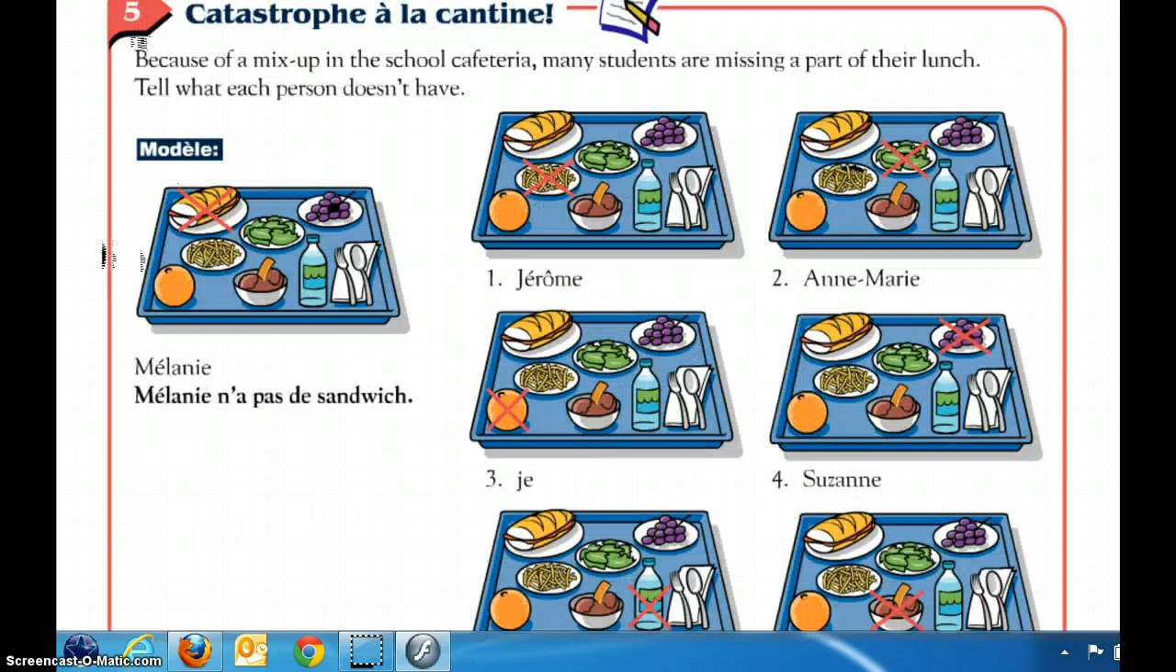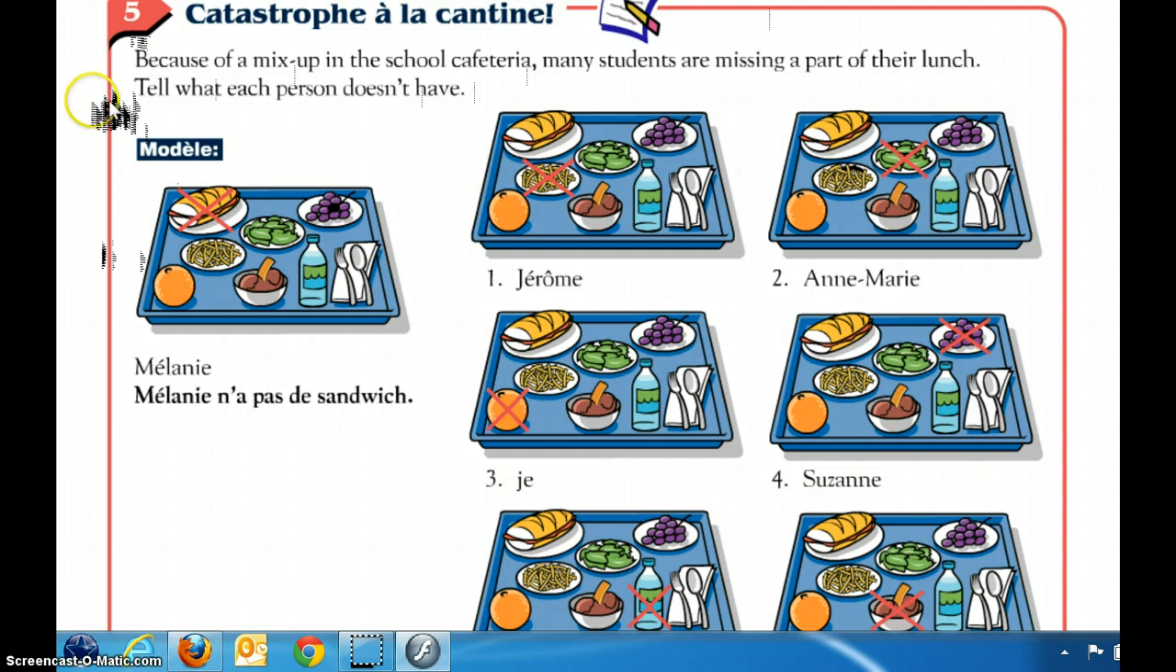On the following page, page 194, we have exercise 5, catastrophe à la cantine. Because of a mix-up in the school cafeteria, many students are missing part of their lunch. Tell what each person doesn't have. So, for example, we have to look and see what's on the tray that was marked with an X. If it's marked with an X, that's the part that we don't have.